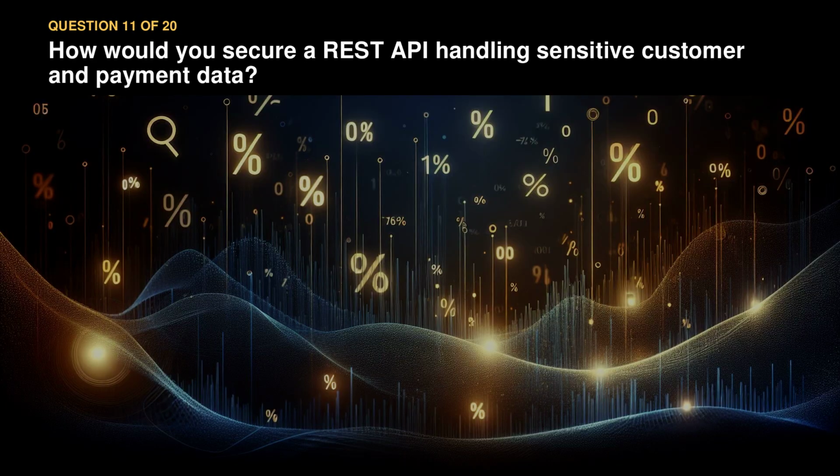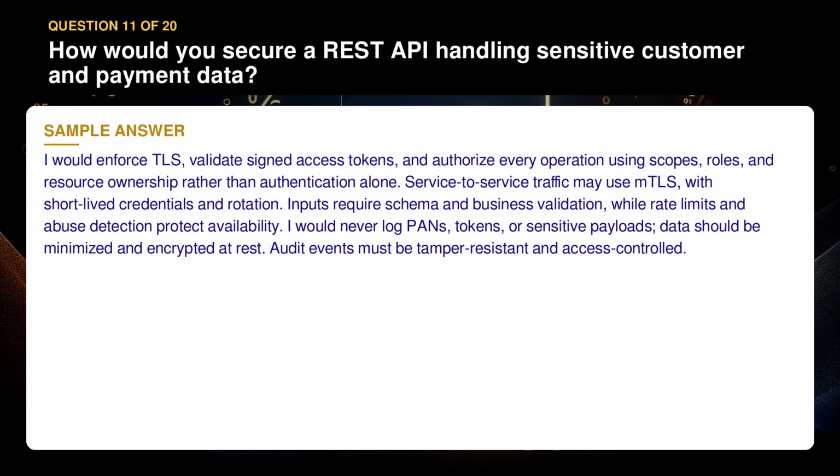Question 11. How would you secure a REST API handling sensitive customer and payment data? I would enforce TLS, validate signed access tokens, and authorize every operation using scopes, roles, and resource ownership rather than authentication alone. Service-to-service traffic may use mTLS, with short-lived credentials and rotation. Inputs require schema and business validation, while rate limits and abuse detection protect availability. I would never log PANs, tokens, or sensitive payloads. Data should be minimized and encrypted at rest. Audit events must be tamper-resistant and access-controlled.